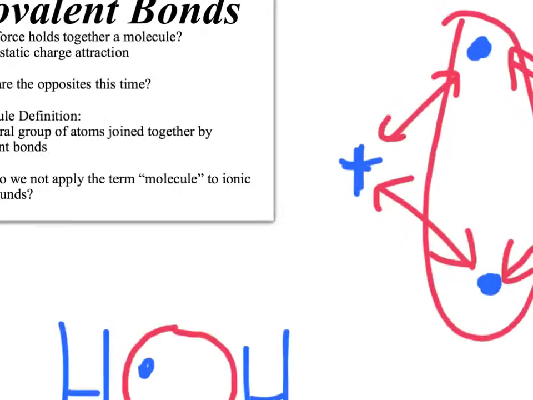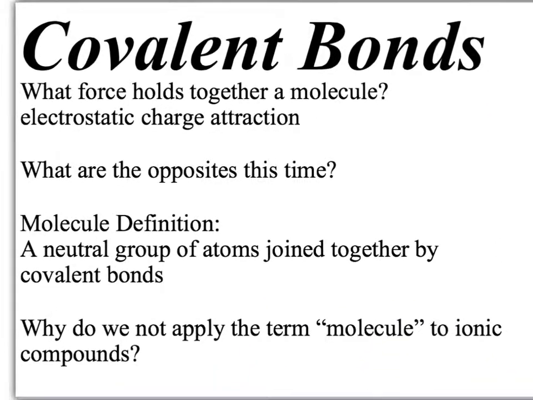Alright, so coming back here, looking at my slide, when we look at the definition of a molecule, it is a neutral group of atoms joined by covalent bonds. And the key aspect here is that we are talking about atoms. These are not ions this time, it's atoms. And why do we not apply that term molecule to ionic compounds? Molecules don't apply to ionic compounds because you don't have individual pieces of the ionic compound. It relies upon that larger three-dimensional structure. But I can have an individual piece of a covalent compound, and I call those individual pieces molecules.